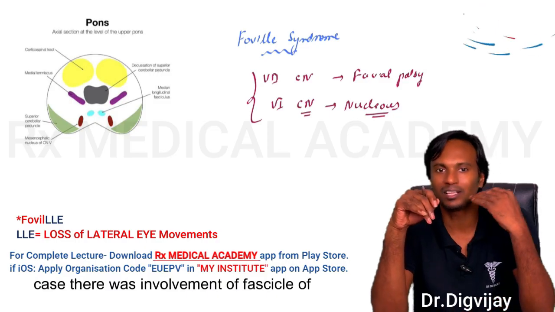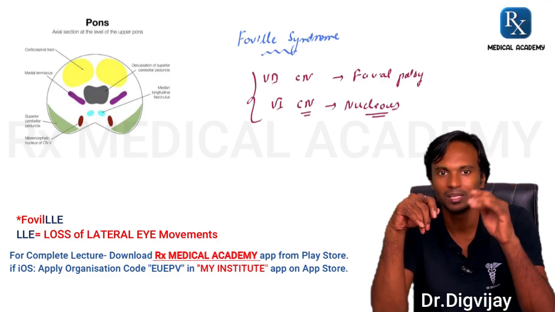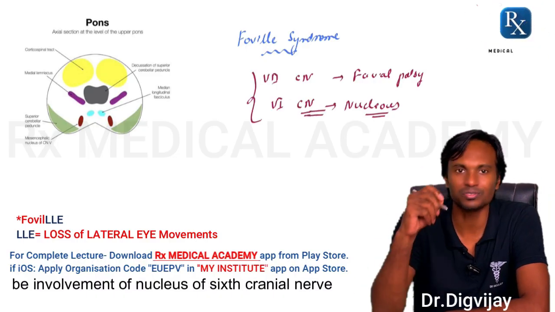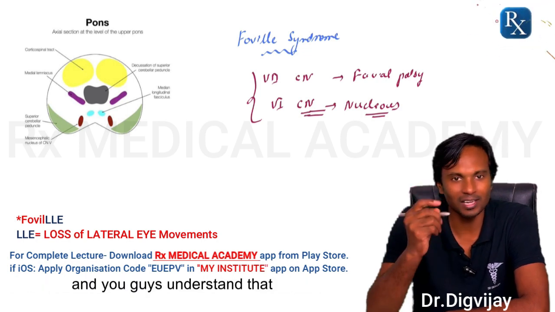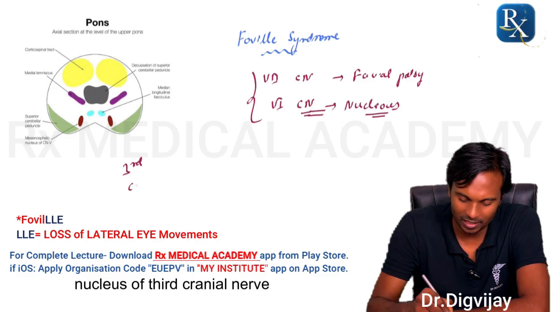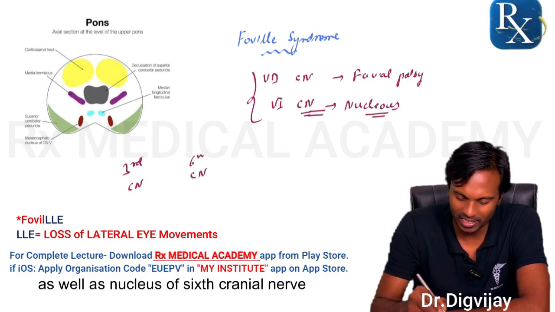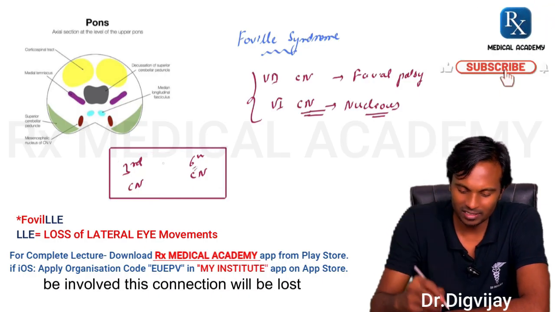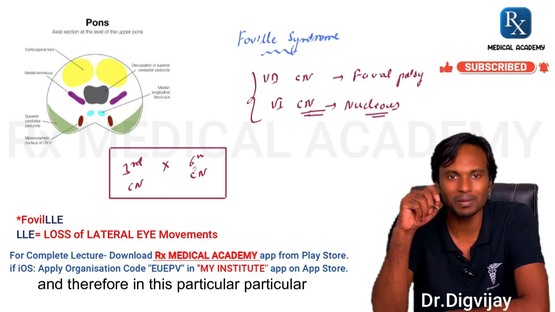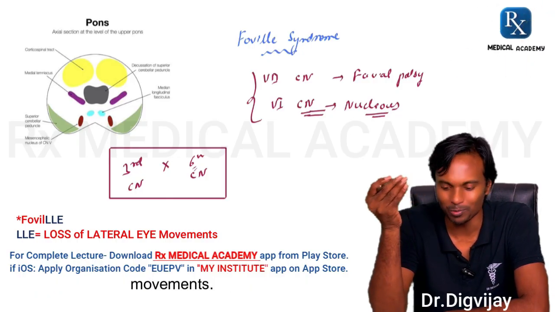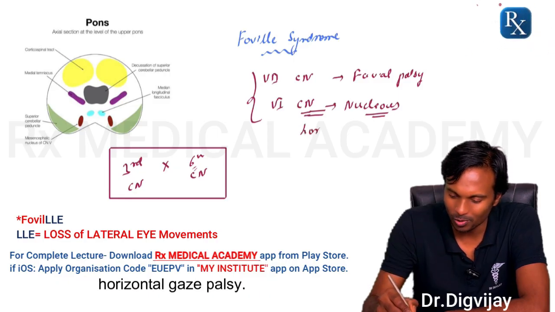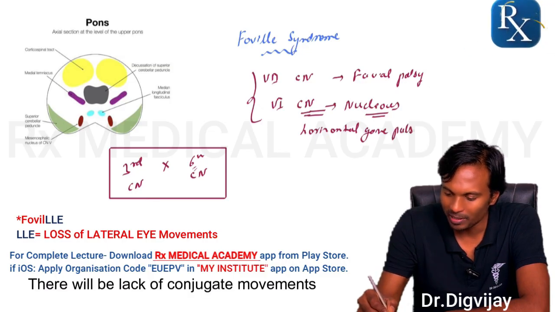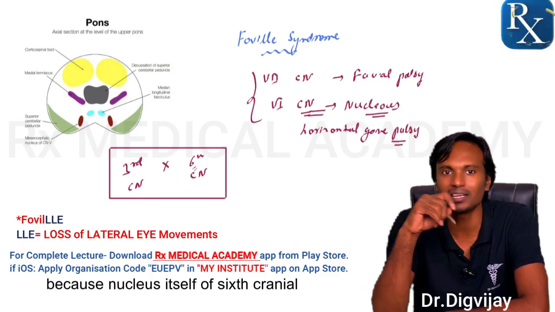In the earlier case, there was involvement of the fascicle of the sixth cranial nerve, resulting in Millard-Gubler syndrome, whereas in this particular case there will be involvement of the nucleus of the sixth cranial nerve. You understand that the nucleus of the third cranial nerve as well as the nucleus of the sixth cranial nerve are related, and if the nucleus of the sixth cranial nerve is involved, this connection will be lost, and therefore there will be loss of horizontal eye movements. So in this case there will be horizontal gaze palsy. There will be a lack of conjugate movements because the nucleus itself of the sixth cranial nerve is involved.